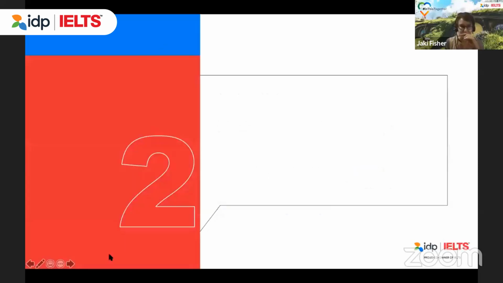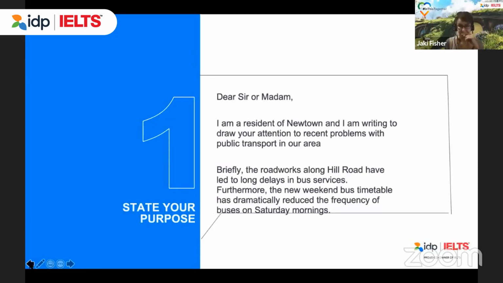Okay, so remember our first bullet point was talk about the problems, more than one problem. So can you see that there are 2 problems? Briefly, the roadworks have led to long delays. Furthermore, bus timetable has reduced the frequency. So 2 problems, because they said problems. Now they're introducing the problems with some linking words. Can you see those? What linking words are they using to introduce the problems? Can you see? Briefly, furthermore. So it's very good to use linkers in your letter.